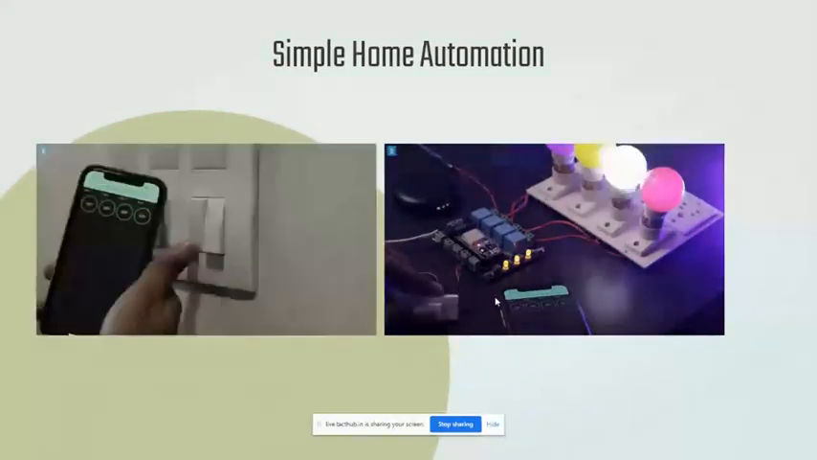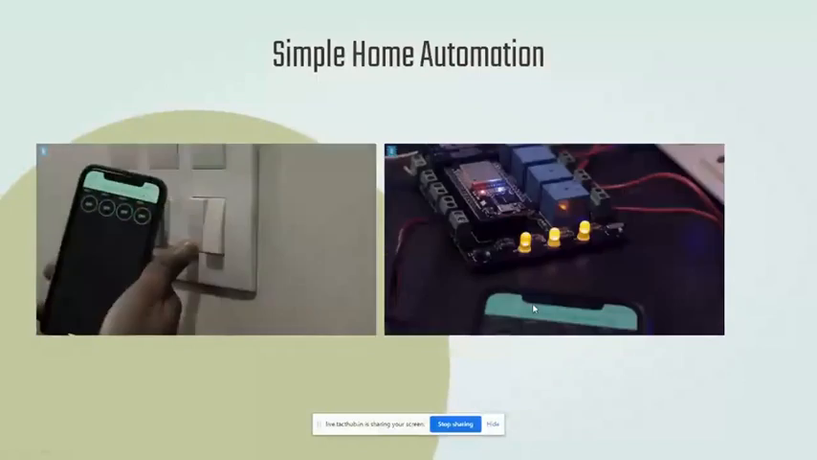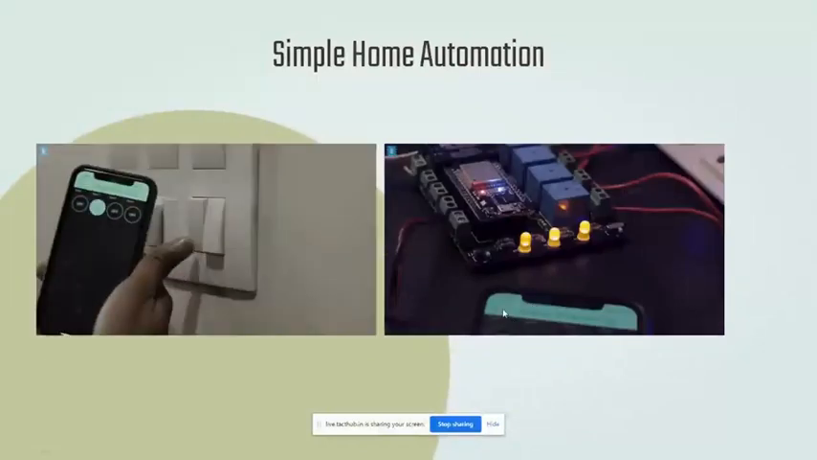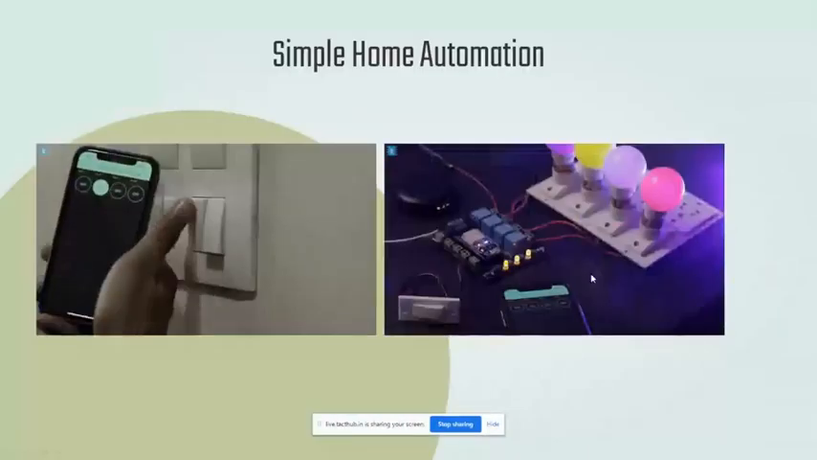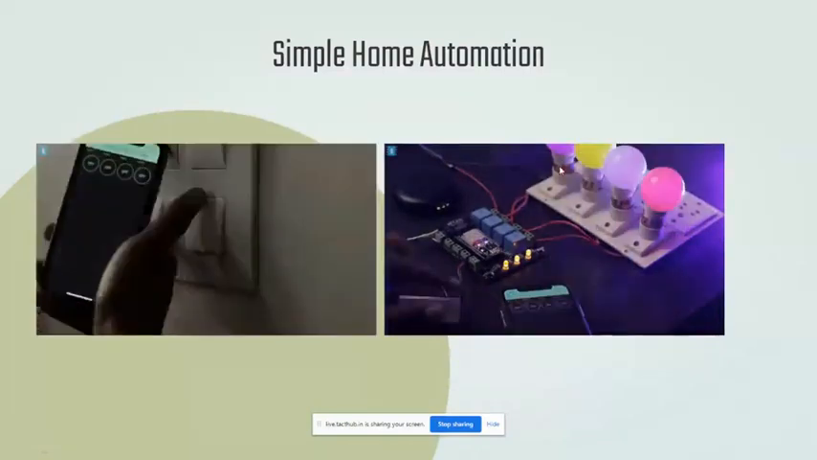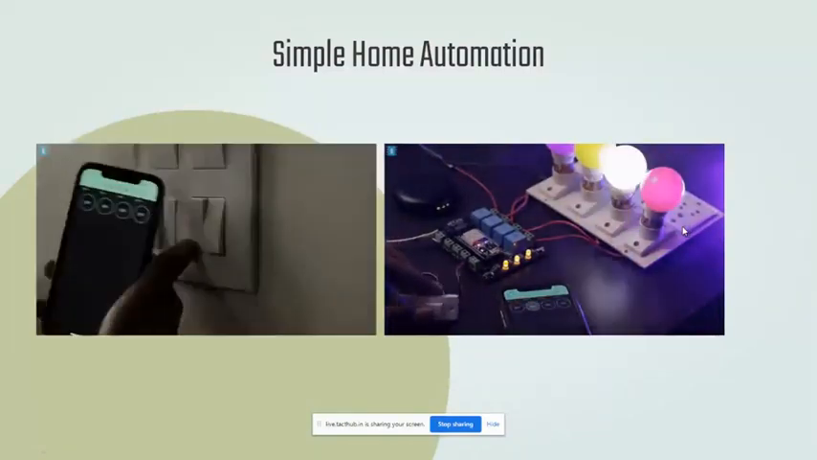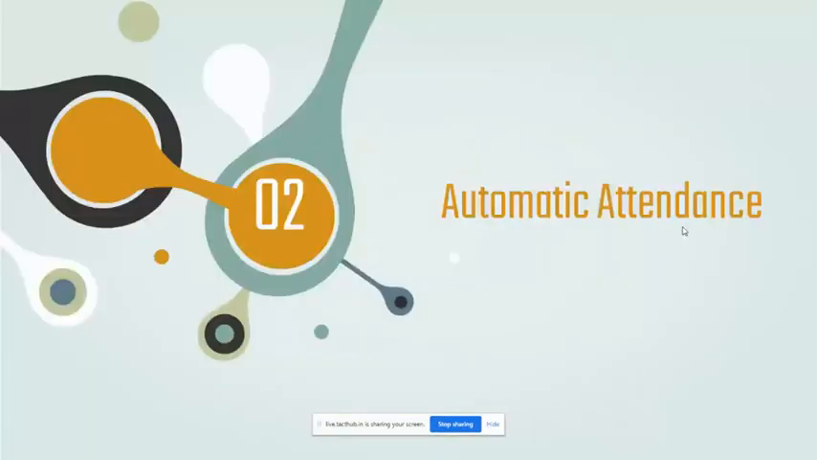On the right-hand side, they have bidirectional control, done by means of the Android application and also a switch. When they press the first, second, third and fourth, the bulbs respond dynamically according to the input. So this is the home automation done by me.